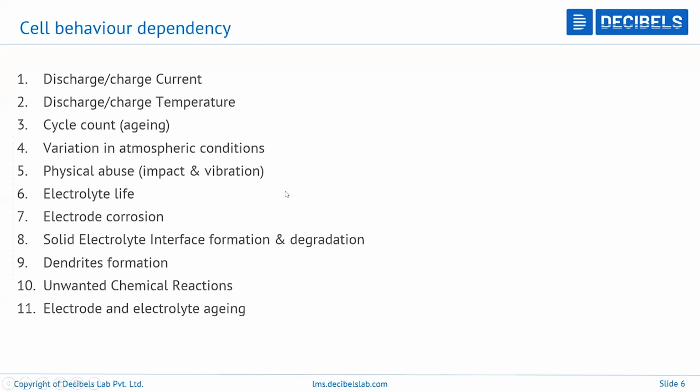So it's not just temperature or charge or discharge current, but you can see here the full effect of the different situations, the different scenarios the cell could face, or the entire battery could face. So here, like cycle count, variation in other atmospheric conditions like humidity or pressure, physical abuse in terms of impact and vibration, and in the internal systems, the internal components, like for example the electrode life, degradation of all these parts, formation of the solid electrolyte interface, right? Even things like unwanted reactions, which are nothing but parasitic reactions.